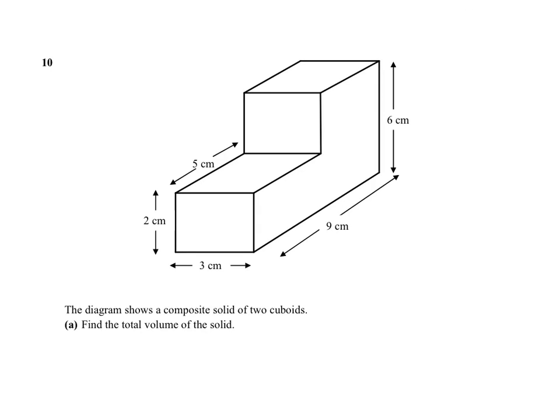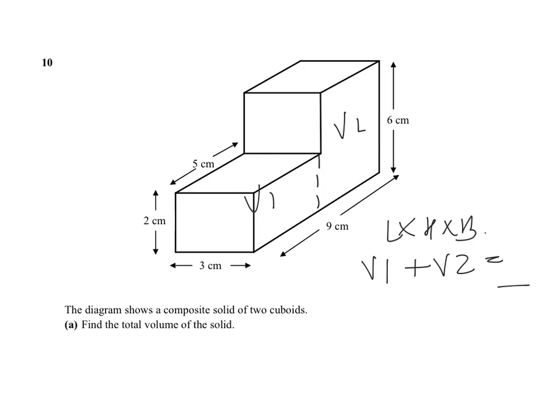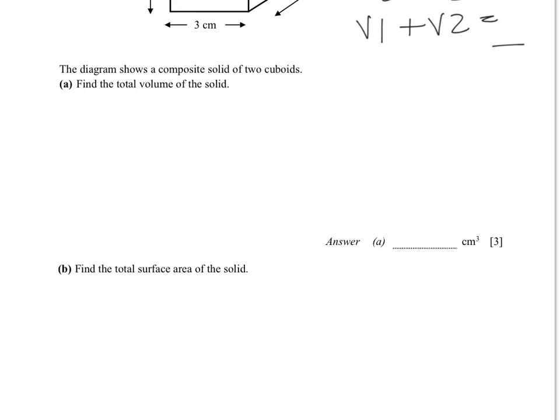To find the volume of this solid, we have to divide it into two solids. So right now I have volume 1 and volume 2. We all know that the volume of a cuboid is length times height times breadth. So you find the volume of V1 plus the volume of V2, and you will get your answer. I don't need to calculate this for you.